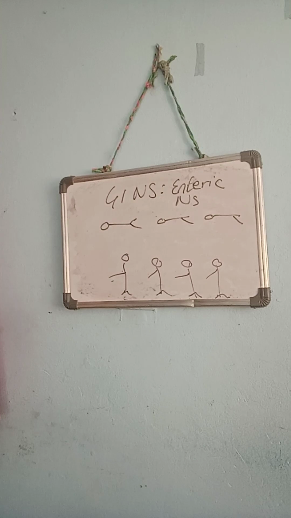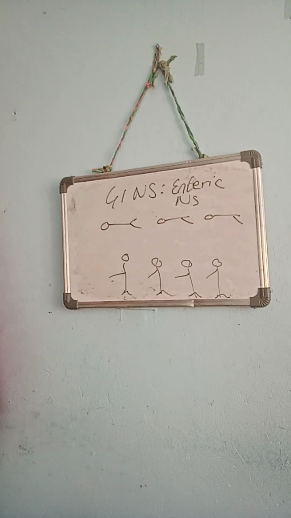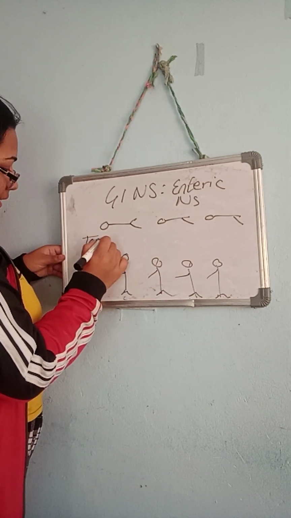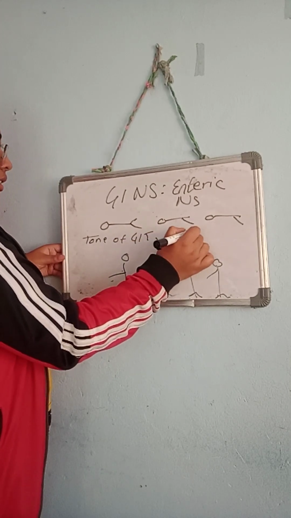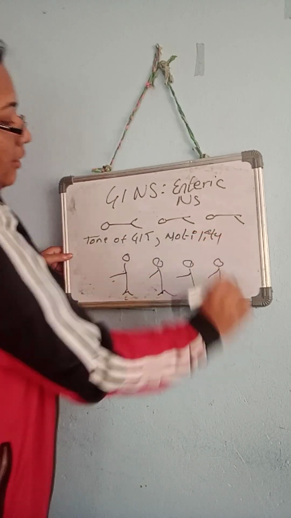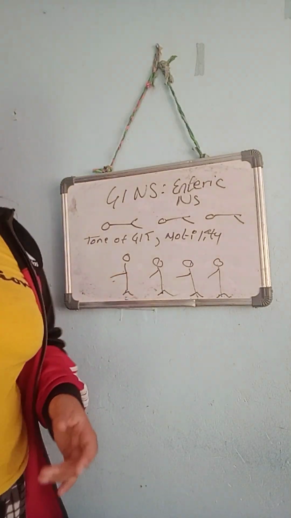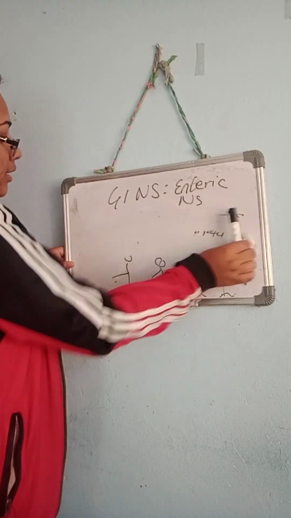Another difference is the difference in function. The myenteric plexus controls functions like tone of the GIT, motility of the GIT, and regulation of the velocity of the movement of the excitatory waves. Now coming to the Meissner plexus, the major function is secretion and absorption in the submucosal region.